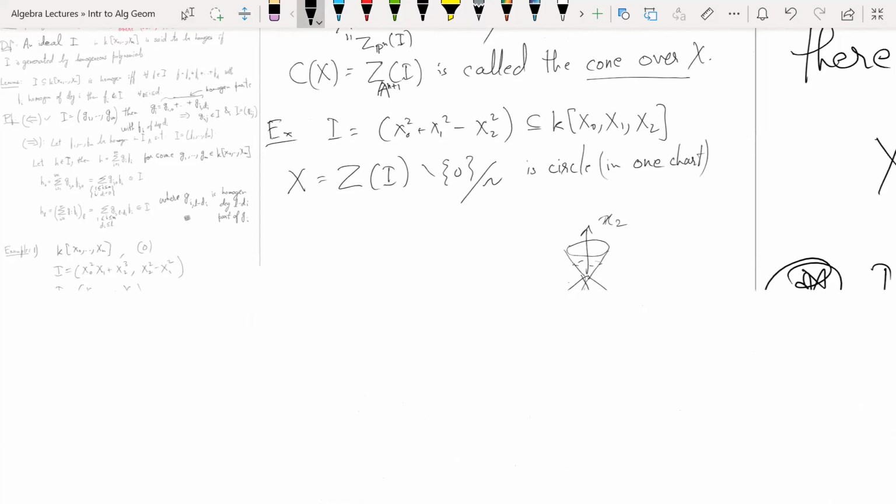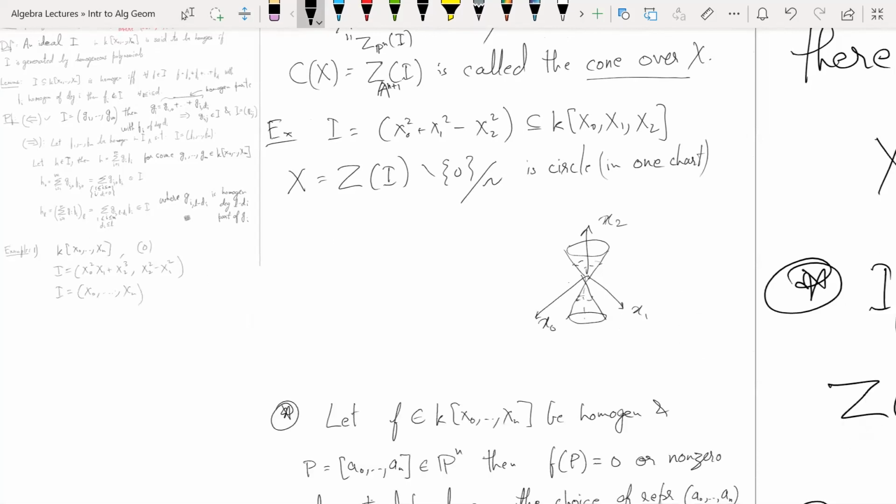So any of these circles is basically x. Depending upon which point you identify it with, it's like a circle. So x is a circle in one chart, meaning in one affine coordinate. Yeah, it does look like a circle. So x is a cone over this circle.